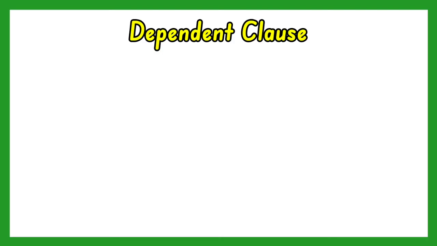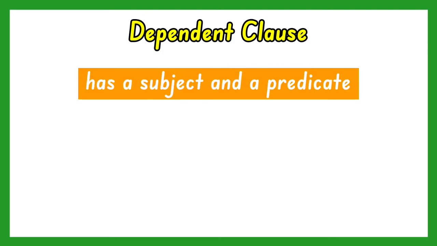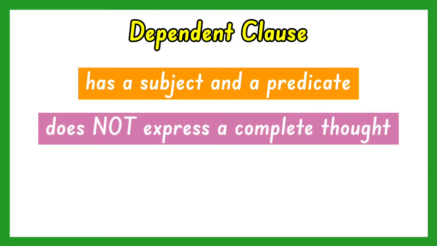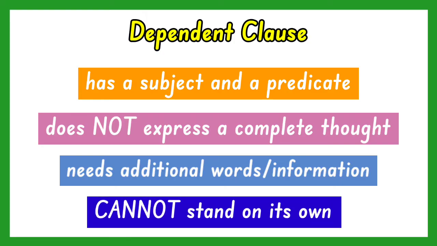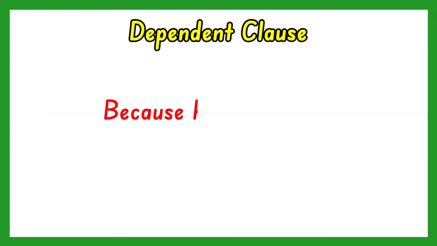Just like the independent clause, it also contains a subject and a predicate, but it does not express a complete thought. It still needs other information for it to be complete. It cannot stand on its own as a complete sentence. For example, because he felt hungry.